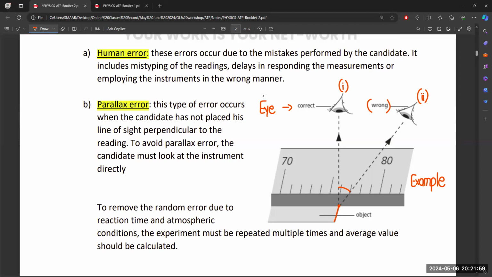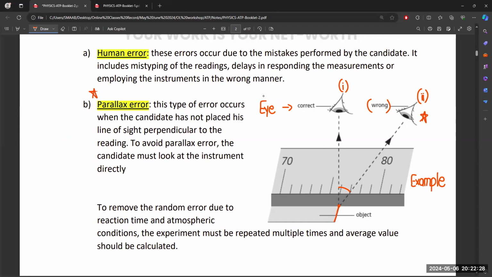Not from any other angle. Like if the object is placed in front of you and you are standing 45 degrees towards right or 45 degrees towards left, so definitely you will get a different reading. Okay, like there are four students standing beside the bench, and the student in the center will get the exact reading, but the students on the right and the students on the left will get different readings because of parallax error. The same example, right?